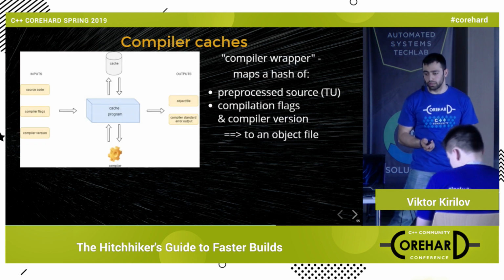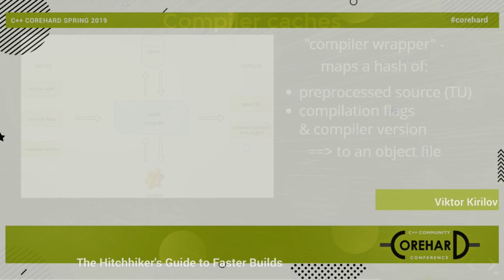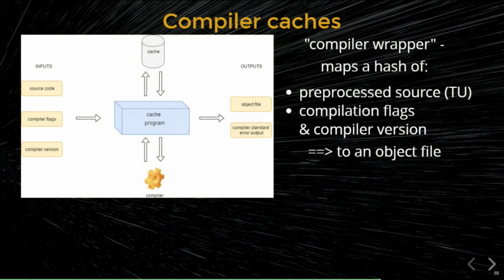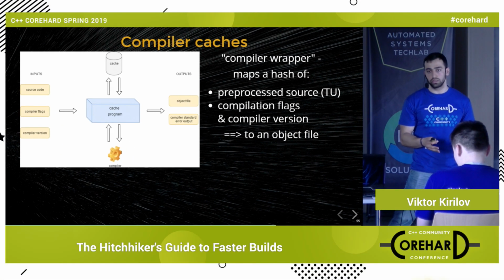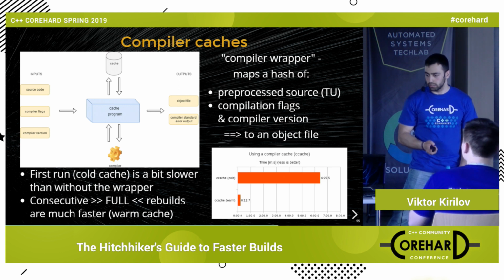Compiler caches, what are they? The idea is when you submit a source file, a preprocessed source file, that means a translation unit after the preprocessor has run, when you submit that to the compiler with a specific set of options for its compilation, if you submit that to a compiler cache, it will check if there is an already built object file for that exact input, and if there is, it will just return you that object file. Otherwise, it will call the compiler, compile the code, then cache the object file and return that to you. And here's an example.